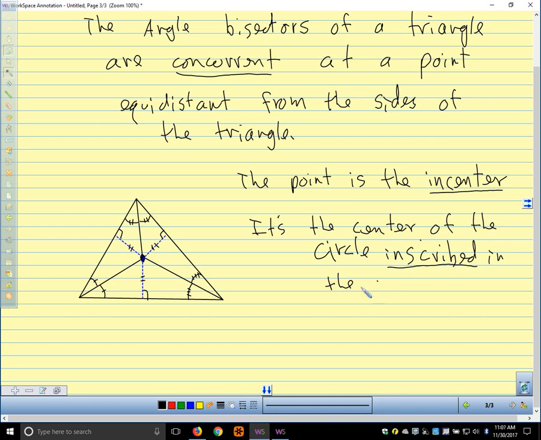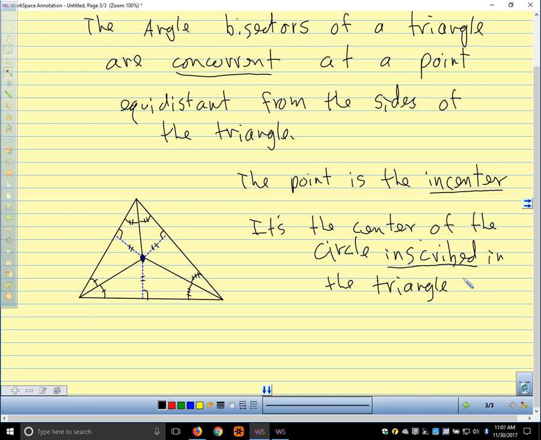Inscribed means written inside. So if we drew a circle using that as the center and this distance as a radius, it would exactly touch each side of the triangle. All right, so let's look at the construction there. Our angle bisectors are concurrent at a point. The point is the incenter, same distance from all the sides of the triangle.